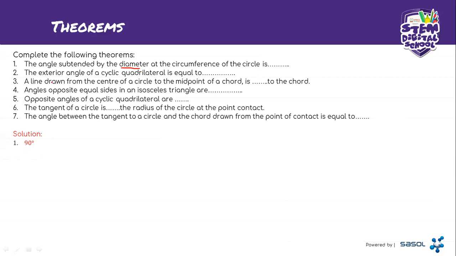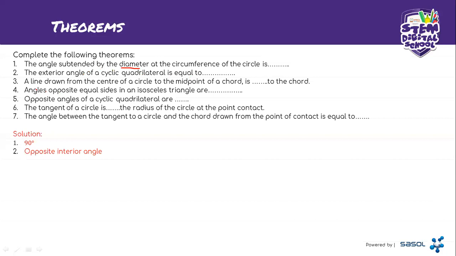Then number 2, the exterior angle of a cyclic quadrilateral is equal to what? Is equal to the opposite interior angle. Opposite interior angle. So every time when you read this, in your mind, you must picture that diagram. You must have that picture in your head or in your mind about that diagram. So that shows that you know each theorem.